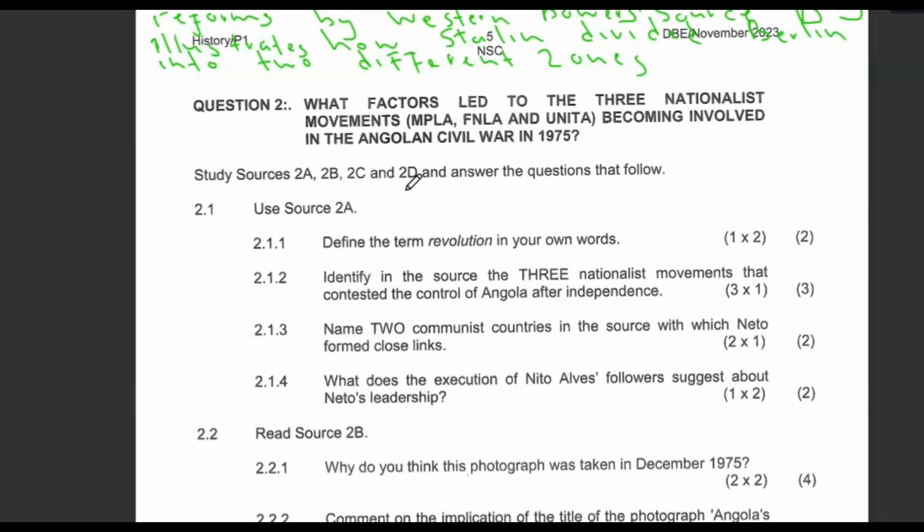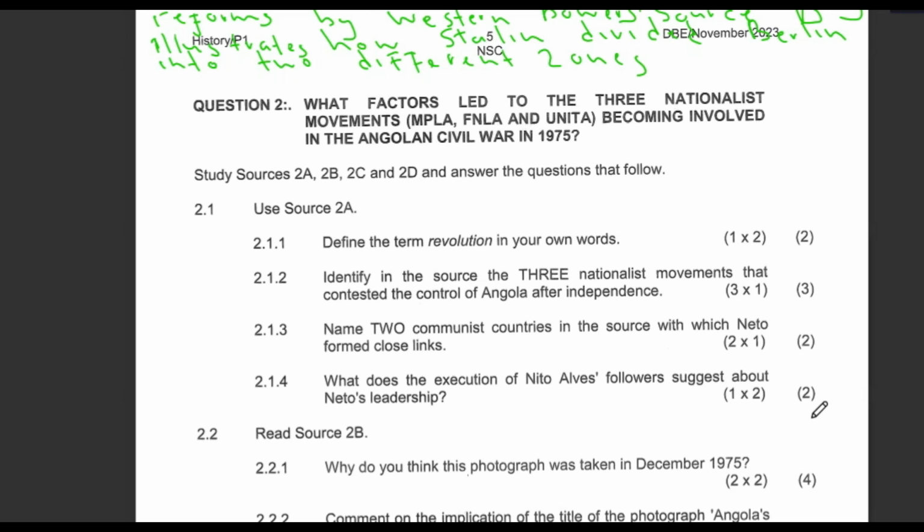Remember, when you're answering a history paper, you have a choice of choosing 2 questions from the source-based questions, and you choose 1 from the essays. Or you can choose 2 essay questions, then you can choose 1 source-based question. So we are going to attempt another source-based question, question 2. What factors led to the 3 nationalist movements, MPLA, FNLA, and UNITA, becoming involved in the Angolan Civil War? So this is the key question.